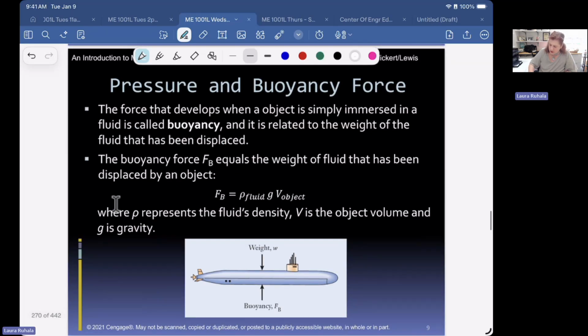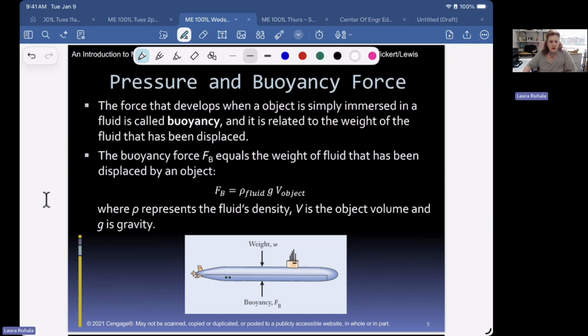Okay, now let's talk about pressure and buoyancy. We're just going to talk about a couple more topics, and then we're going to do some problems, and we'll see all of this being applied to real life. Okay, so the force that develops when an object is simply immersed in a fluid is called buoyancy. The buoyancy force is related to the weight of the fluid that's been displaced. So the buoyancy force equals the weight of the fluid that's been displaced by an object.